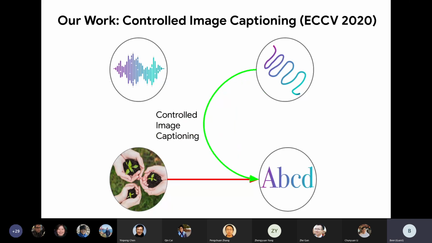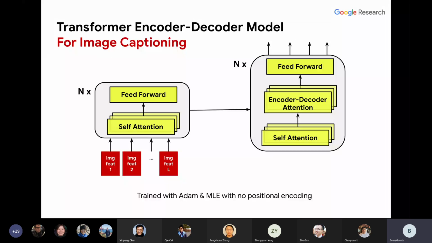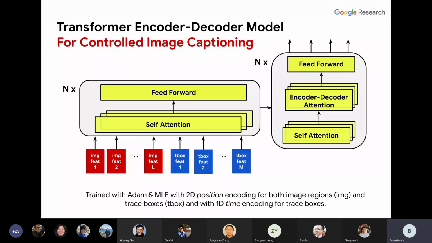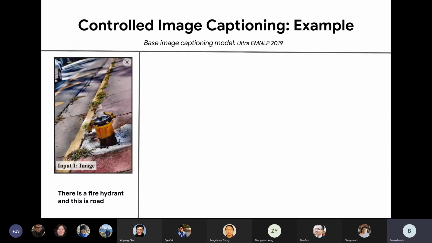Let me talk about the application we show in this Localized Narratives paper: controlled image captioning. Really quickly, what we did is just turn these mouse traces into a sequence of boxes, similar to what I showed when I described controlled image captioning. Here are the results. This is trained on Localized Narratives COCO. A standard image captioning model would say there is a file hierarchy and this is road.